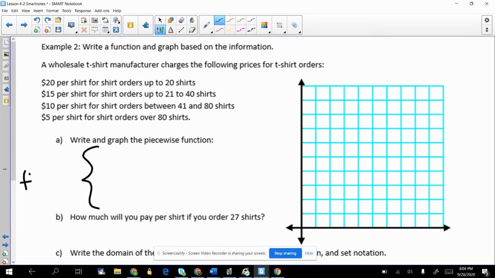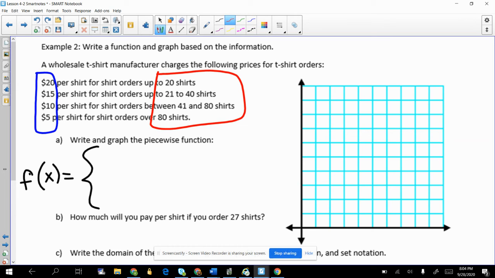So let's say f of x equals, and these numbers here are going to be our y values, because these numbers here are our restrictions. So those are your x, these are your y. Let's go ahead and write what this should look like. So we've got 20, 15, 10, 5. And then we know that these should be for orders up to 20 shirts. That's when it's $20. So from 0 to 20.